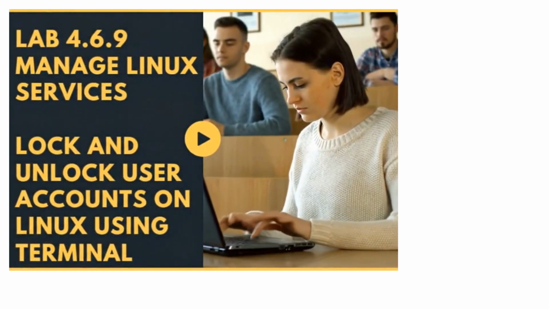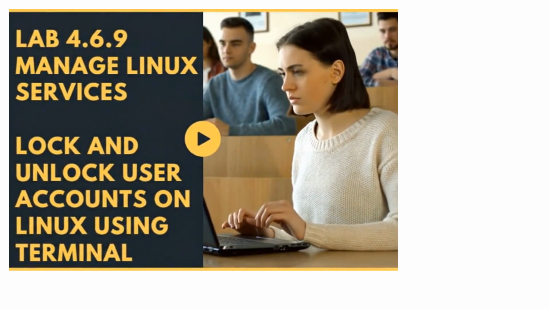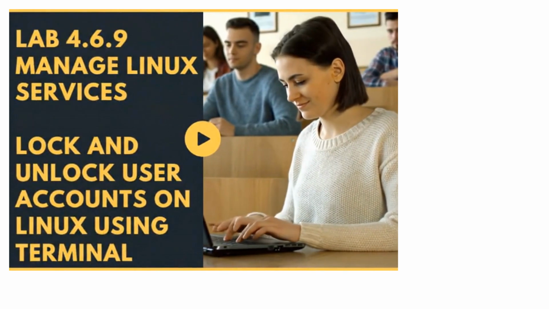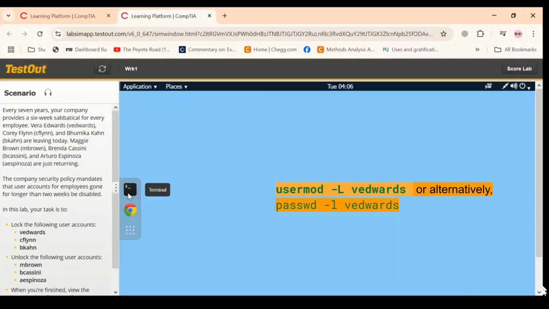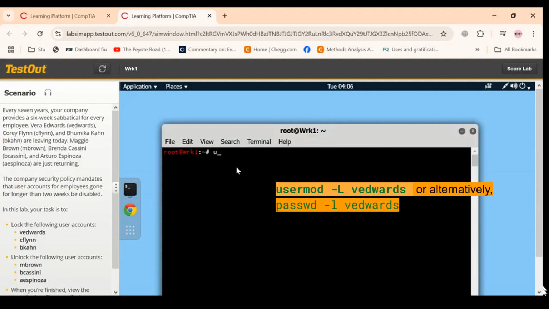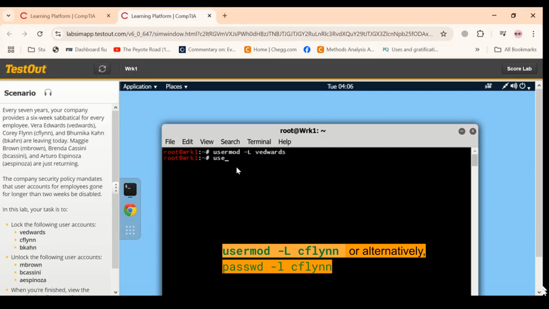In this lab, you will practice locking and unlocking user accounts on a Linux system using terminals. So first, open the terminal from the favorites bar. To lock the user accounts, begin by typing the command for the first account. So enter usermod -L, -L for locking.